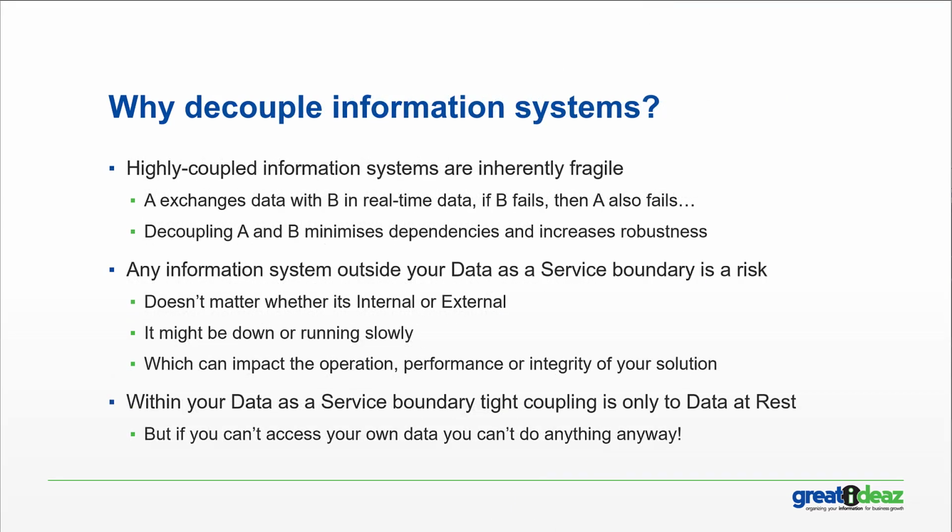So we already talked about coupled and decoupled information system communications. And as you can see, we're highly into the idea of decoupling information systems at Great Ideas and within TrellisSpark. And there's some good reasons for this. A highly coupled information system we think is inherently fragile. Essentially you've got application A and it's going to exchange data with application B in real time. Then if B fails, then A is also going to fail. So if I've got some workflow going on in application A, it requires a call to B, B isn't there, or B rejects, then the process in A will also fail. So if we can decouple A and B to minimize that dependency, then it increases the robustness of the system.